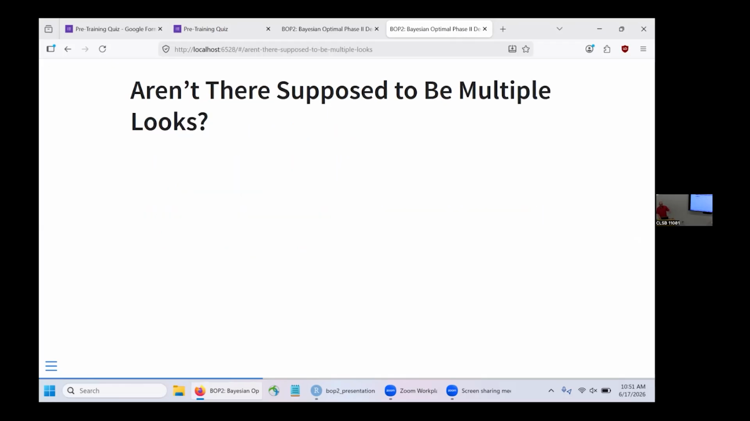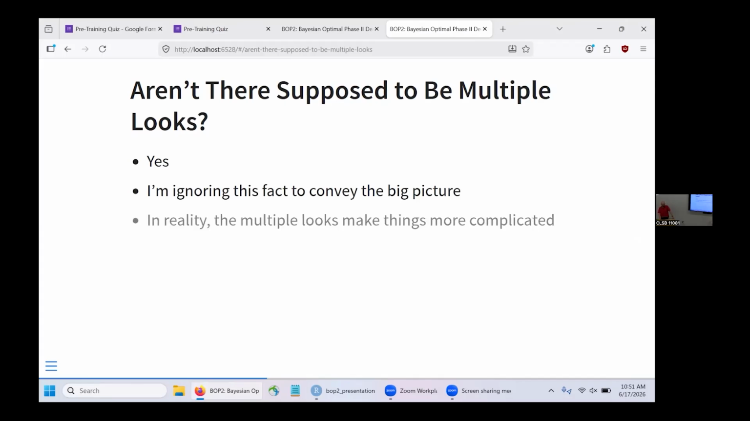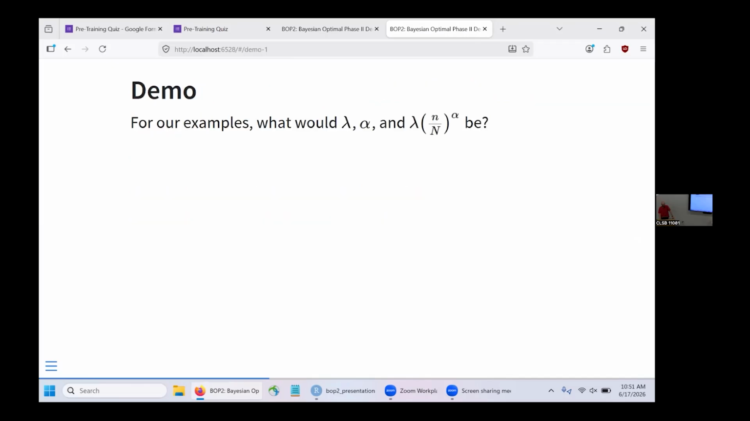Going back to Zhang's question, aren't there supposed to be multiple looks? Yes, but I was just ignoring the several interim looks to convey the big picture. In reality, the multiple looks make things more complicated. So I thought we could just compute what this threshold would look like for our example.